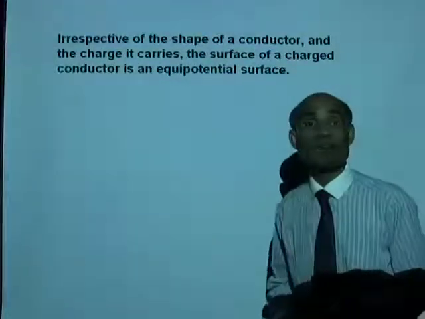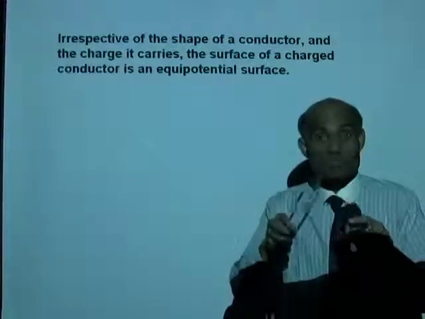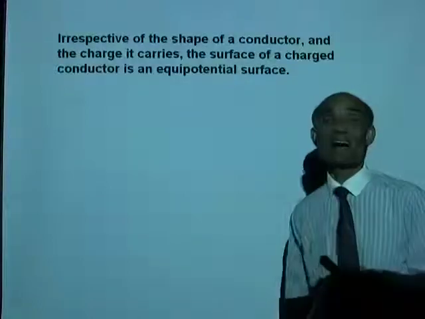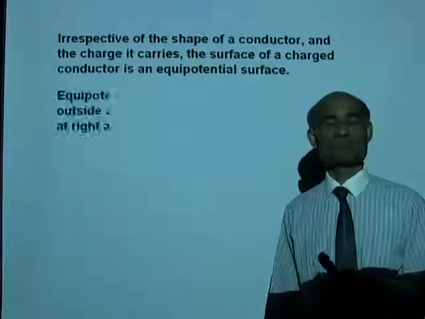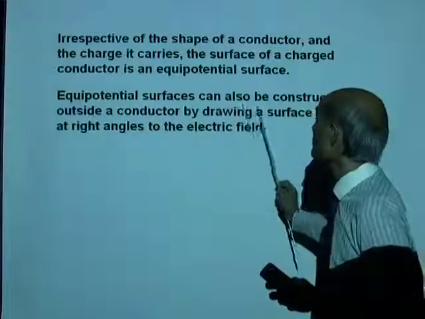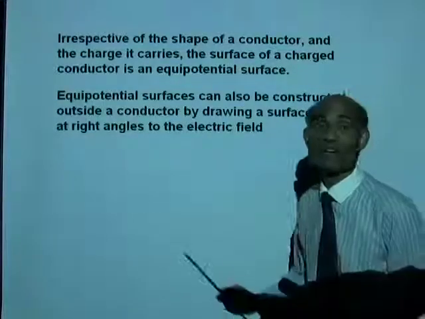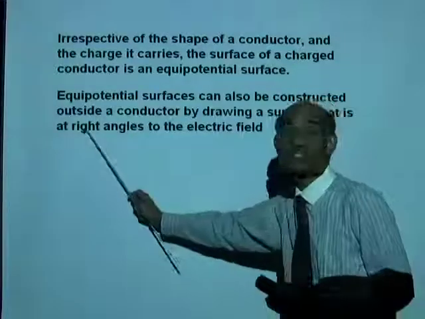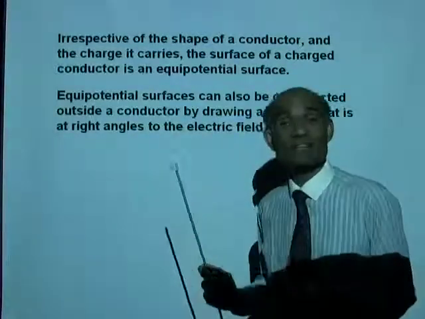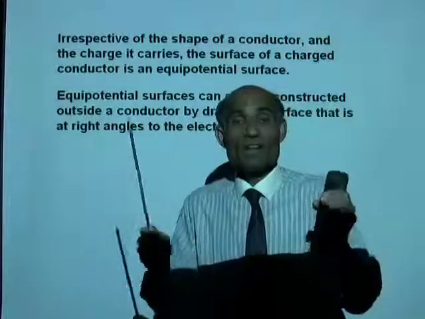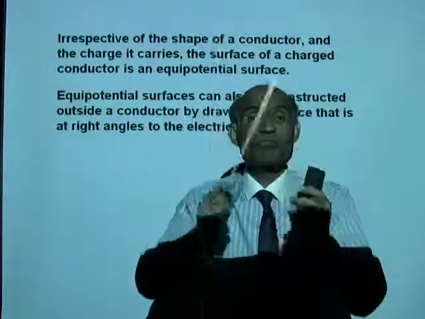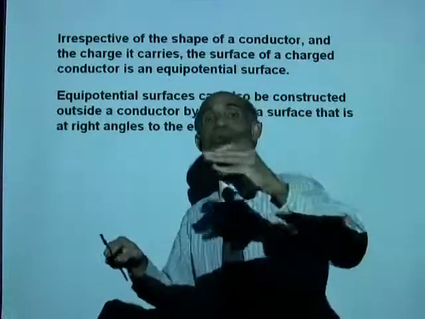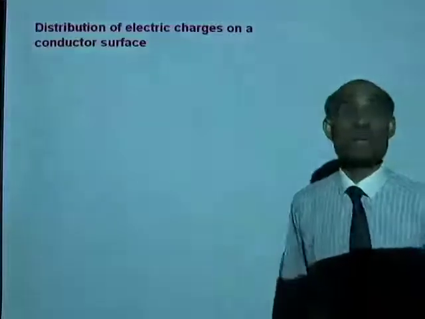Irrespective of the shape of a conductor and the charge it carries, the surface of a charged conductor is an equipotential surface. Equipotential surfaces can also be constructed outside a conductor by drawing a surface that is at right angles to the electric field. Any surface that is at right angles to an electric field is an equipotential surface. The potential at any point on that surface will be the same.